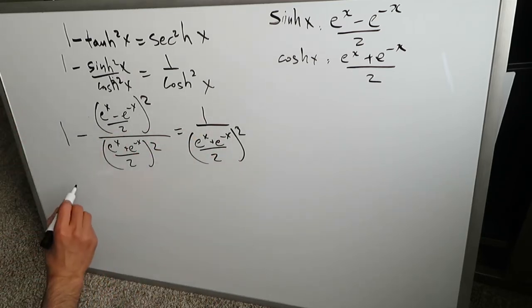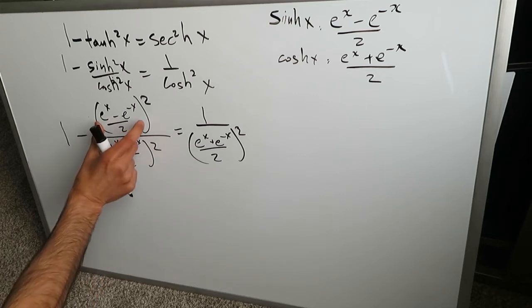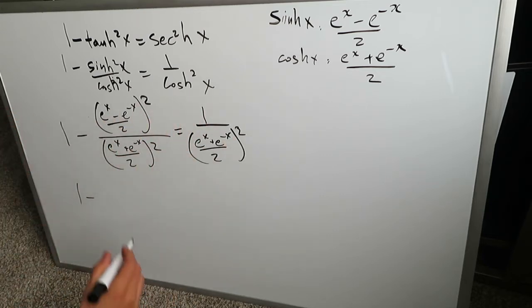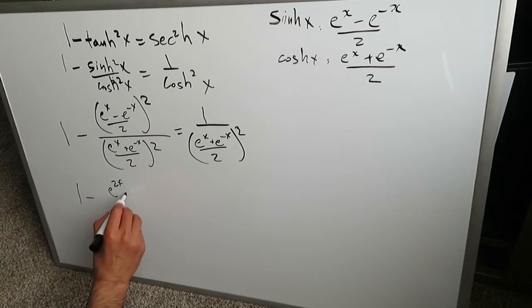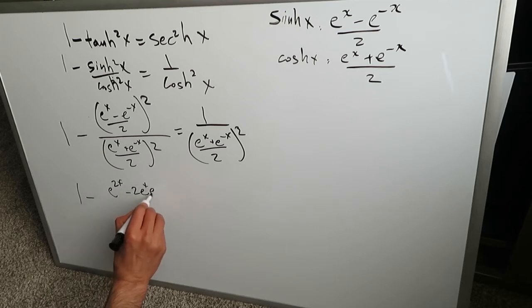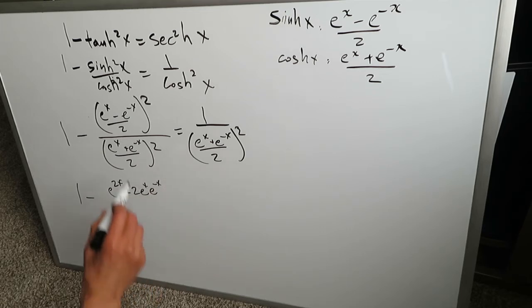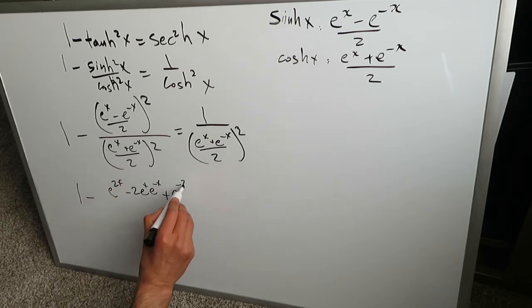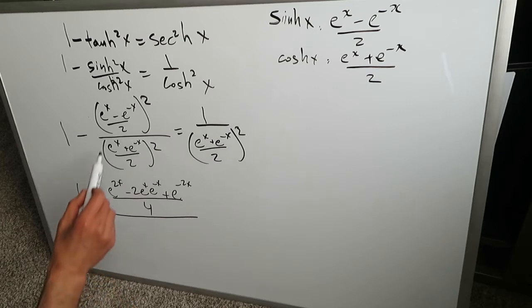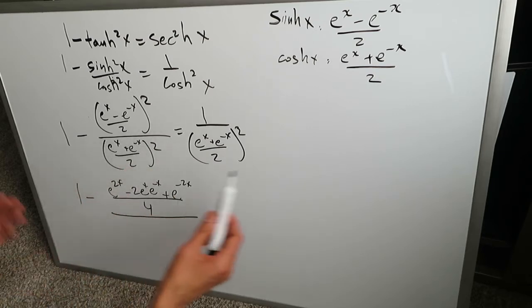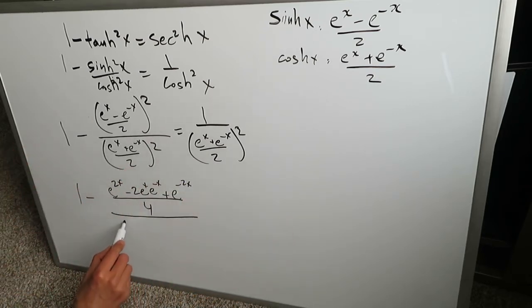Now you have to individually solve these. We have to multiply this with itself twice. Easy, but can get complicated at times. You'll have e to the 2x, minus 2 e to the x e to the minus x, plus e to the minus 2x over 4. I'm doing this in my head over here. 2 squared is 4. Now we're looking at the cosh part. This whole thing multiplied by this whole thing. Okay? You'll add e to the 2x.